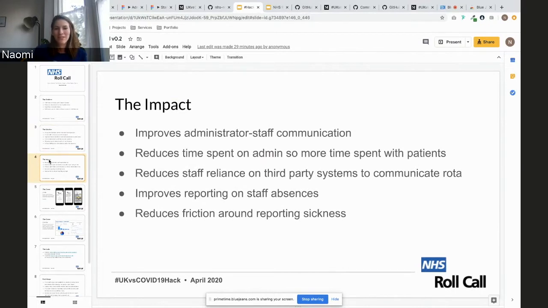And the impact of this is to improve communication, reduce time that's spent on admin, reduce staff having to share rotas through WhatsApp and other third-party systems, which can cause problems if you see an out-of-date rota, and it improves reporting on staff absences.